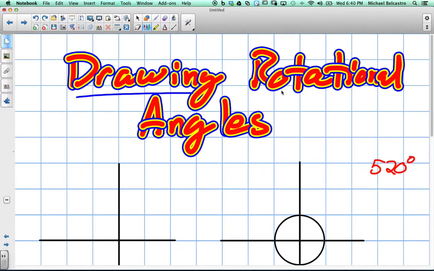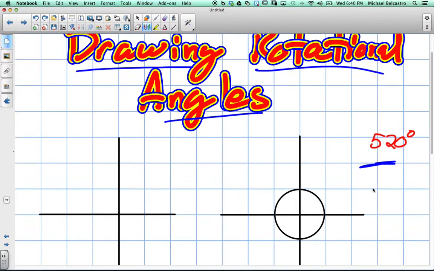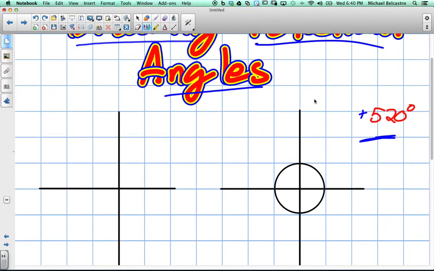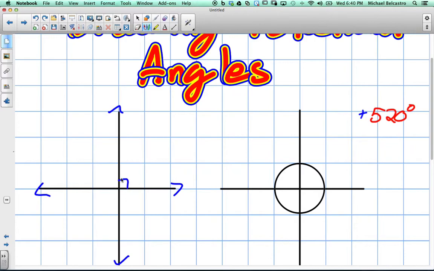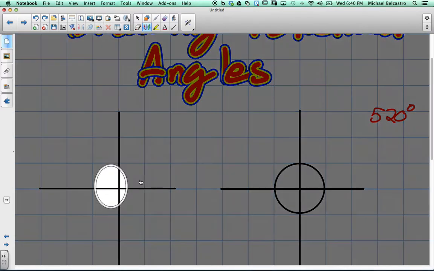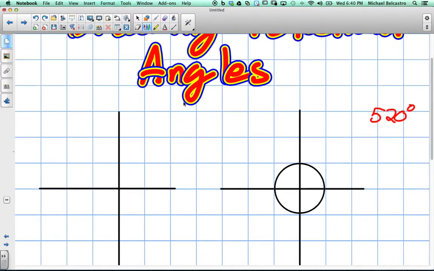We're going to go into drawing rotational angles. So in our very first one, they want us to draw a positive 520. And a rotational angle is essentially going around this Cartesian plane that's been split into fours, right? And we know that we have a 90, 180, 270. And then a full one is 360.